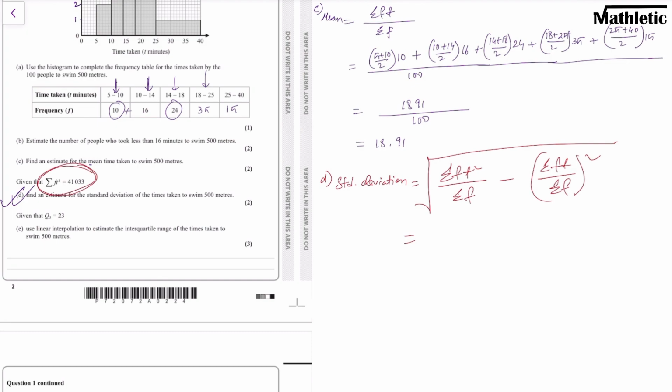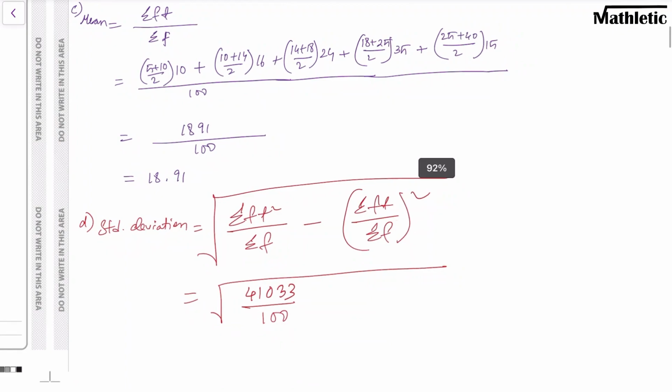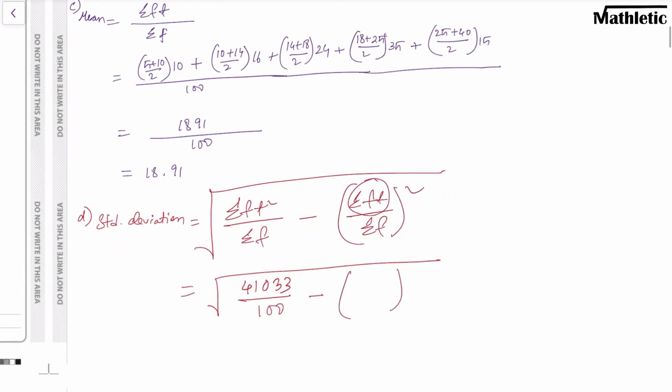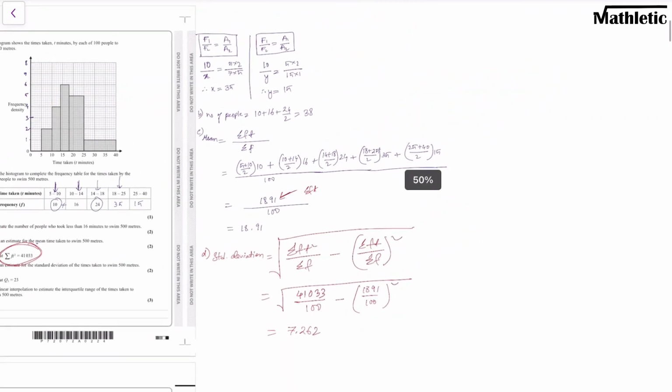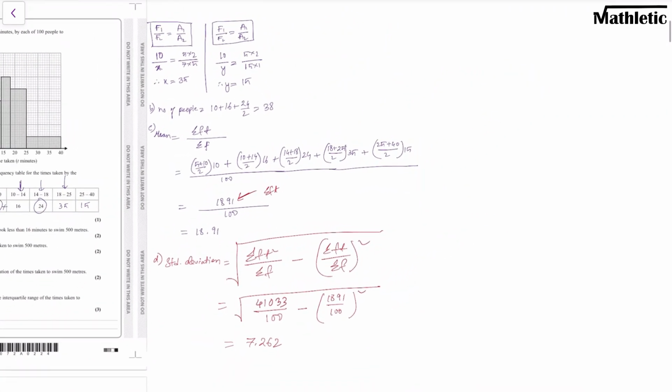F t square is given, so 41033. Sum of frequency is 100. Sum of f t is what we calculated here at the numerator, which is 1891, divided by 100, whole square. So from the calculator, you will get the result, which is 7.262. So part A, B, C, D done.